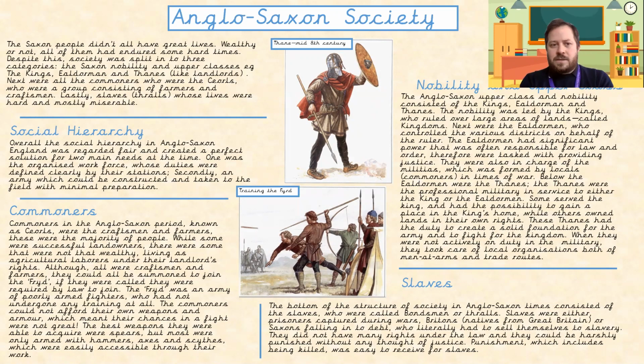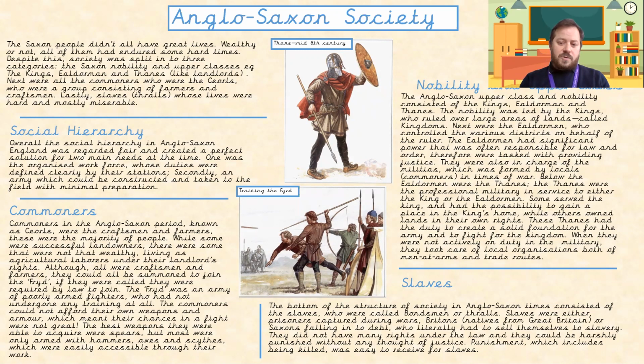We have the Anglo-Saxon Society. The Saxon people didn't all have great lives. Wealthy or not, all of them had endured some hard times. Despite this, society was split into three categories: the Saxon nobility and the upper classes, e.g. the kings, ealdormen, and thanes, like landlords. Next were all the commoners, who were the ceorls, who were a group consisting of farmers and craftsmen. Lastly, slaves, or thralls, whose lives were hard and mostly miserable.